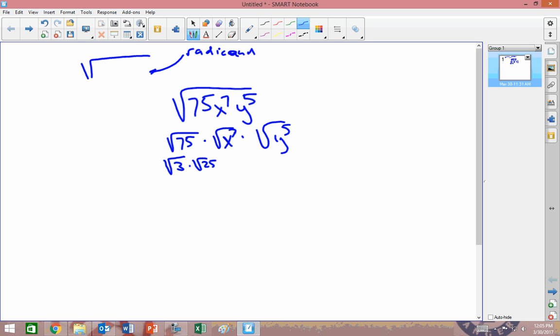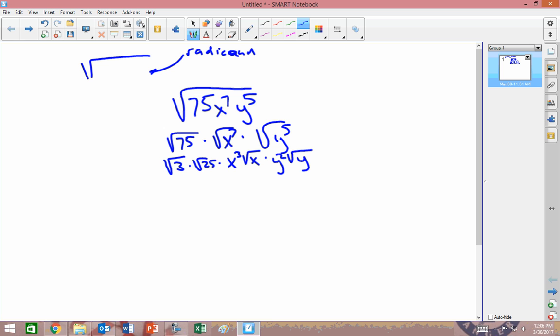What's the square root of x to the 7th? X to the 3rd comes out. What's left? One guy in the house, right? So we have the square root of x. What's the square root of y to the 5th? Y squared comes out, and then we have the square root with y on the inside.